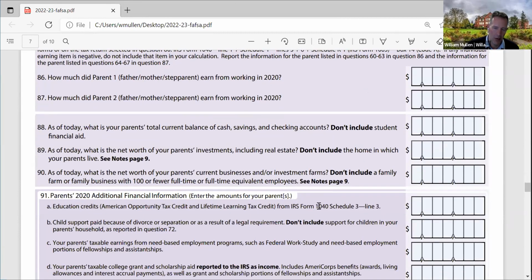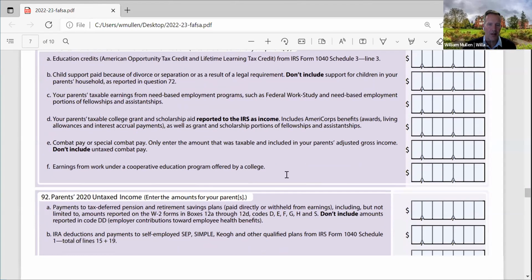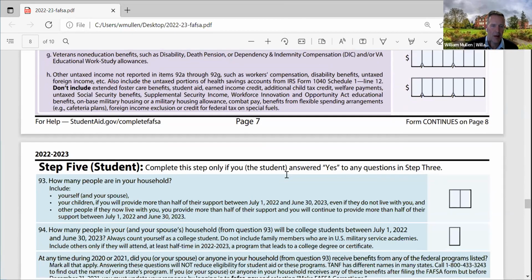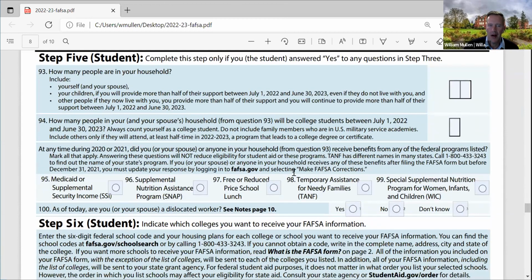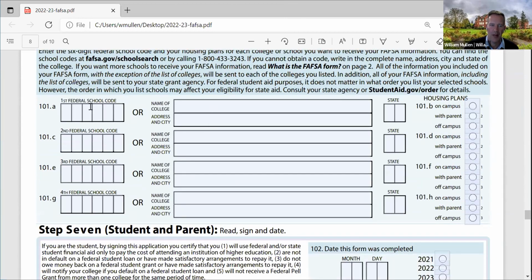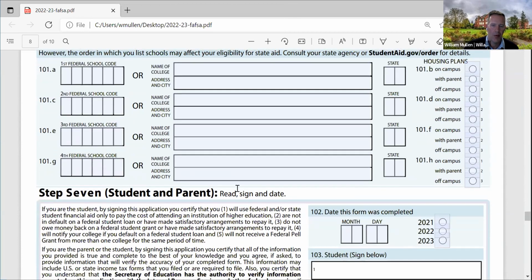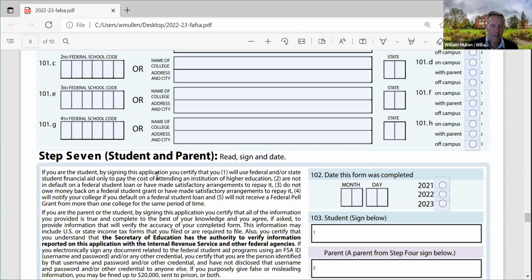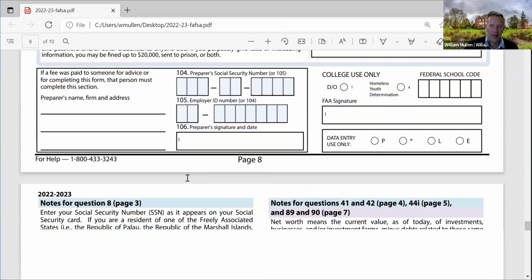If you can't or don't want to do the data retrieval tool, you go through a number of questions about your income, untaxed income. And then they're going to ask about how many people are in the household, how many students are going to college simultaneously, because that does impact financial aid. They're going to ask about the different colleges and universities, and they give you, I think, 1, 2, 3, 4 or 5 schools that you can fill in. And then they're going to ask you to sign it and send it off.